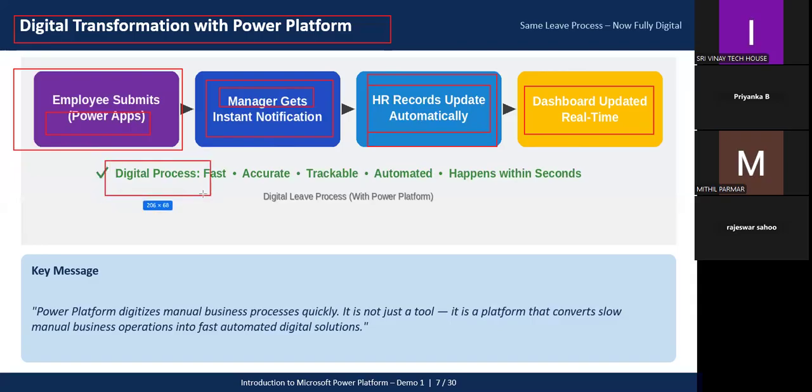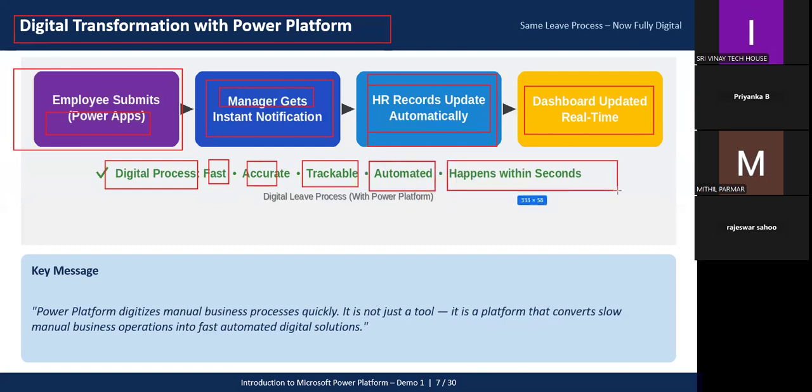This is a digital process. It is fast, accurate, and a trackable system. The mail generation and everything will be automated. This entire process will happen within a few seconds.